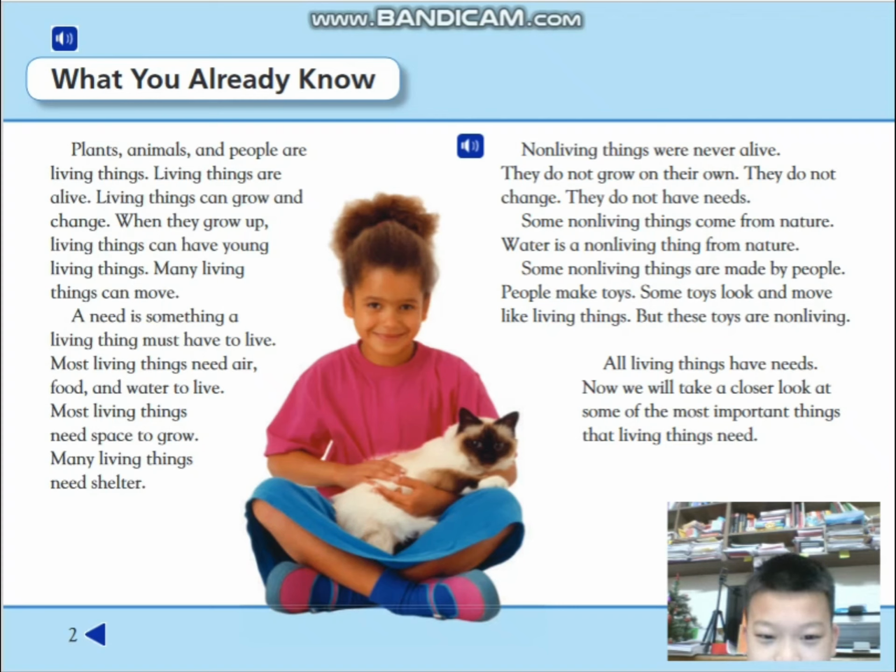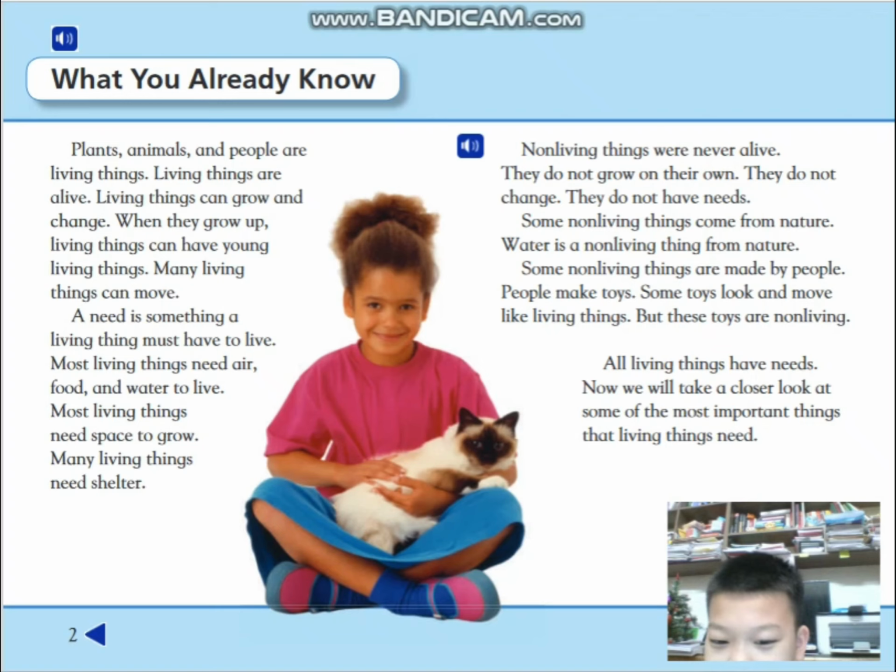A need is something a living thing must have to live. Most living things need air, food, and water to live. Most living things need space to grow. Many living things need shelter. Like the girl I was talking about before needs a house, and a house is exactly a shelter.